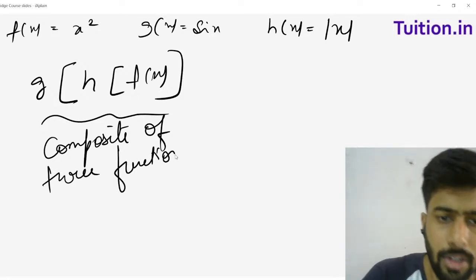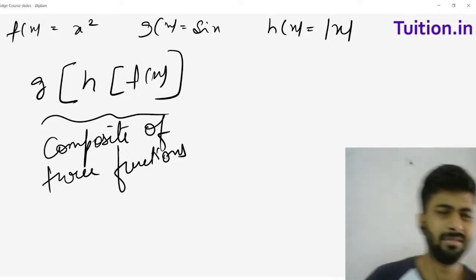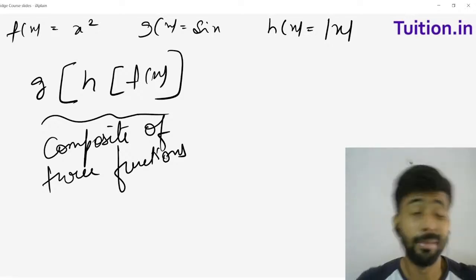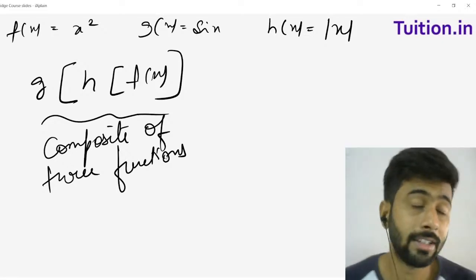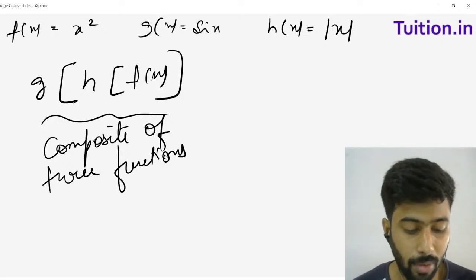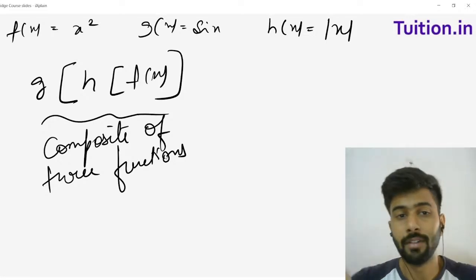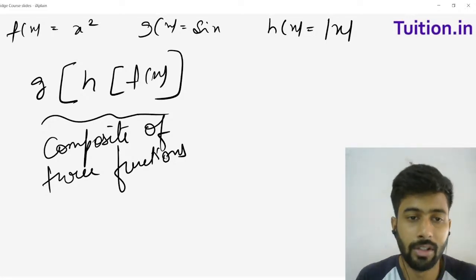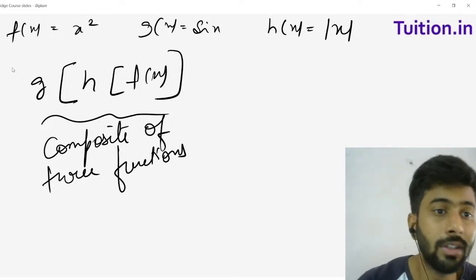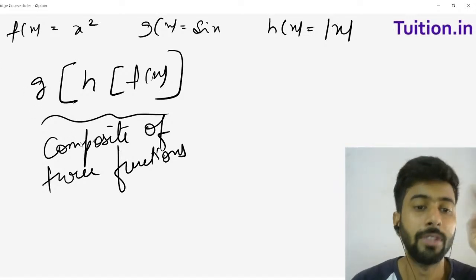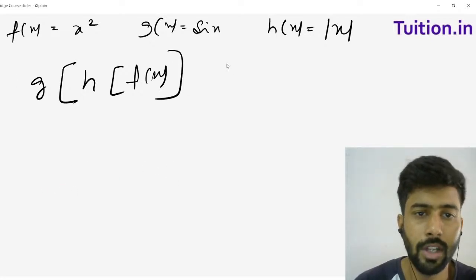Usually in physics, you will not have problems where you'll have many functions as composite. That is typically a JEE math problem. But you never know. You might get a case in physics where 3-4 functions are being composited, and then you will have to find the derivative. So first you will have to understand what composite functions mean. That's why I'm taking an example for 3. So what is g of h of f of x?